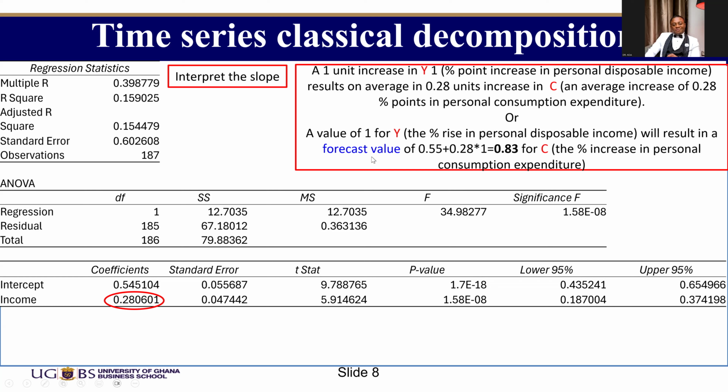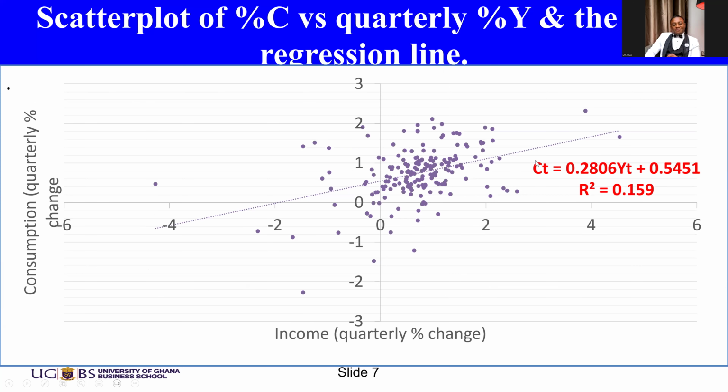Because I'll ask you this in an exam. You put this into the equation. What is the equation? Let's go back here and then you see the equation. This is the equation. So if I should increase consumption by 1 unit, replace here by 1 unit. And when you replace here by 1 unit, you're going to multiply 0.2806 by that 1. And then you will add the 0.5451.